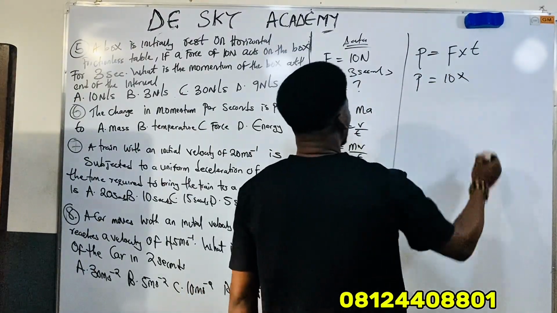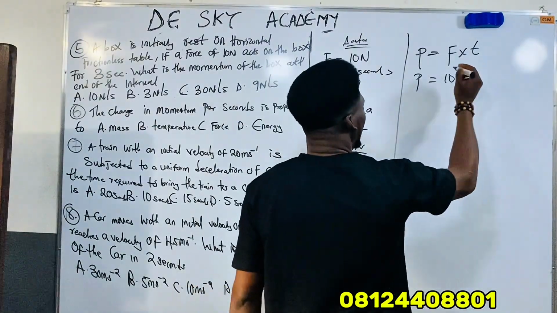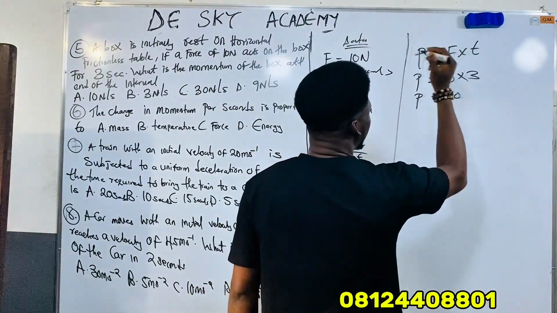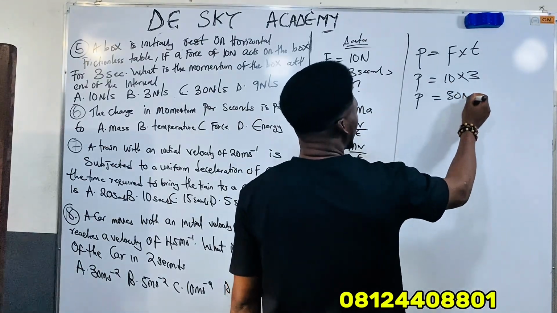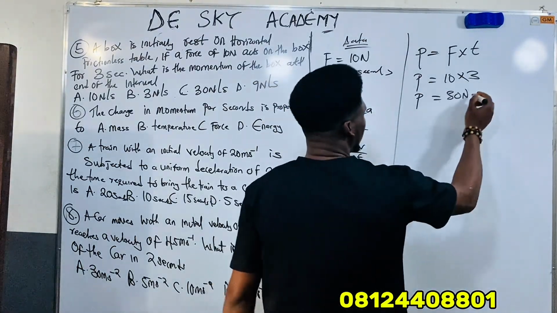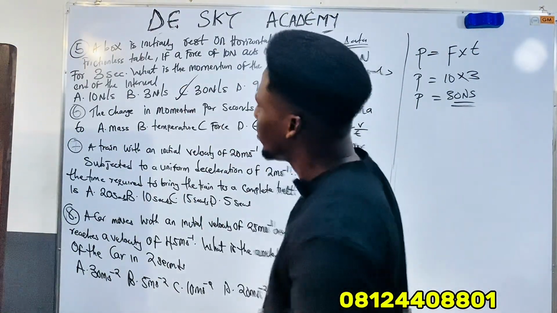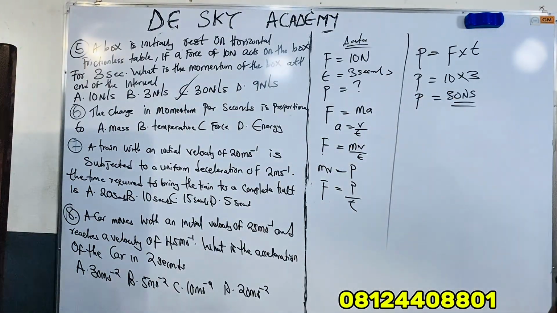So momentum is equal to, did they give us force? Yes, 10. Did they give us time? Yes, 3. 10 times 3. What is 10 times 3? 30. The unit of force is Newton. The unit of time is seconds. So do we have anything like 30 in the options? Yes, option C.